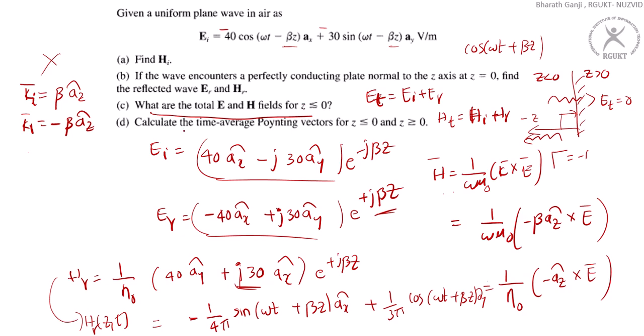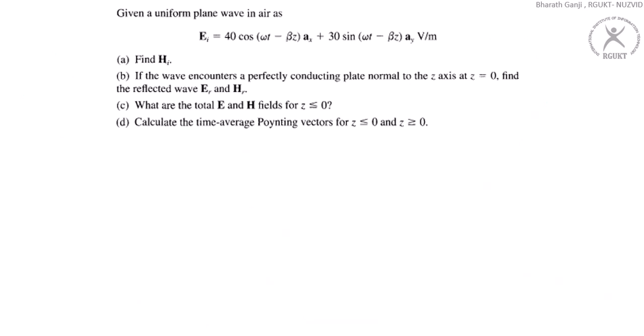The last question here is to calculate the time average power for z less than 0 and for z greater than 0. We know that at z equal to 0 there is a perfect electric conductor, and there are no transmitted fields in this region. When a wave is incident normally, it is reflected back. So what is the power going for z greater than 0? Because there are no fields, there is no power or no time average Poynting vector here.